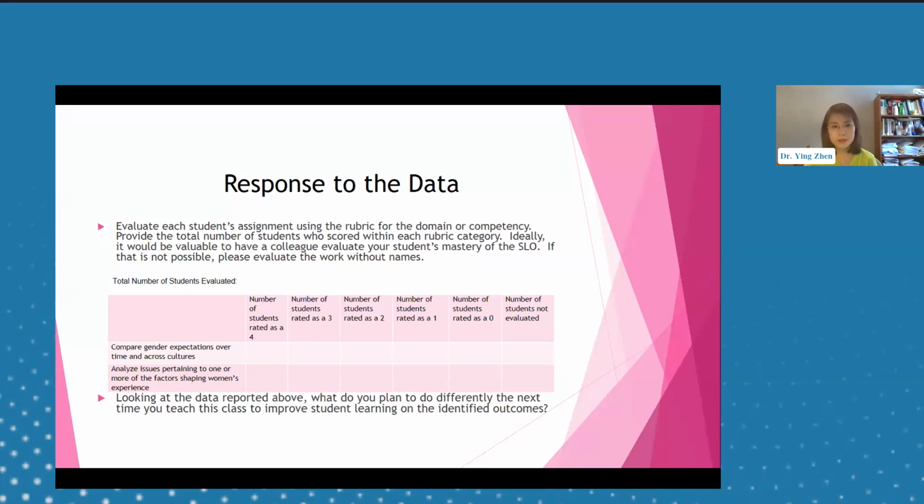So personally, I really love this question because it motivates you to improve your teaching, based on students' performance. And although every time we teach the same class, we may have a very different group of students with very different performances, this question encourages you to come up with something different. So this would definitely help with teaching and learning.